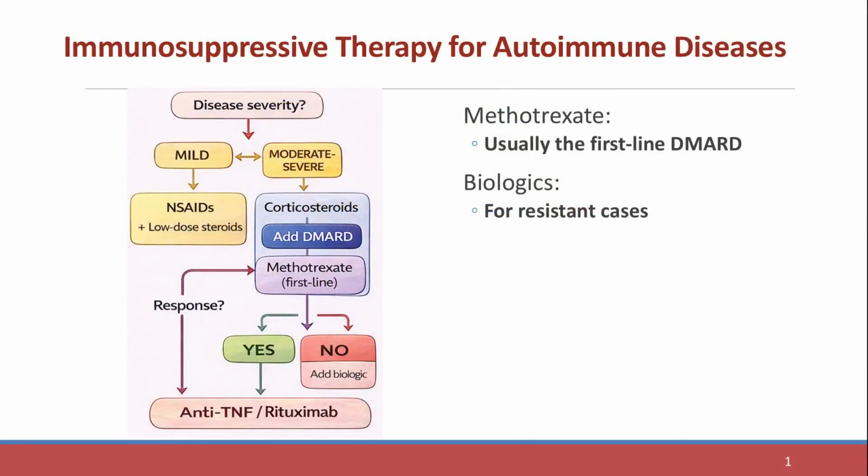This algorithm presents a typical clinical decision pathway for autoimmune diseases, with methotrexate as first-line therapy and biologics reserved for resistant cases. This reflects real-world practice.